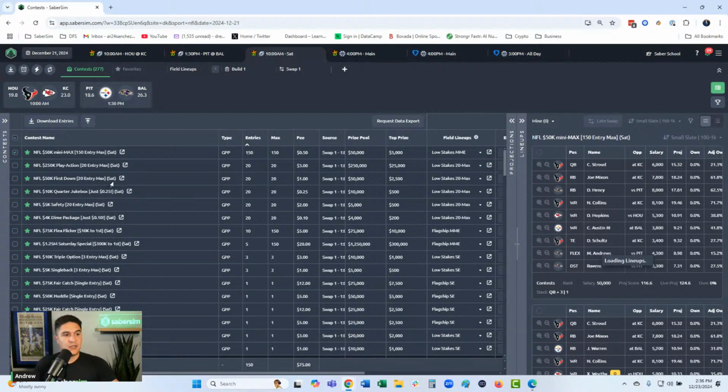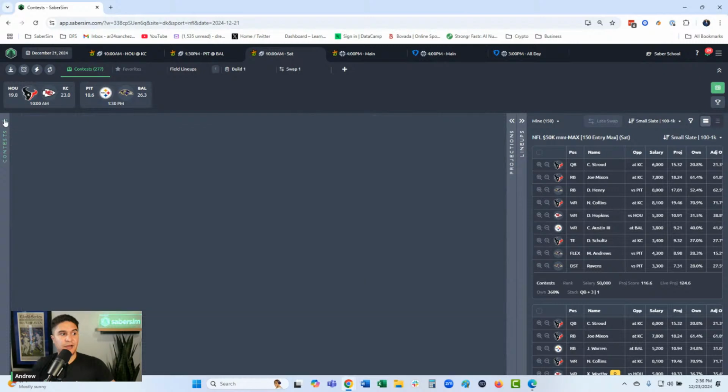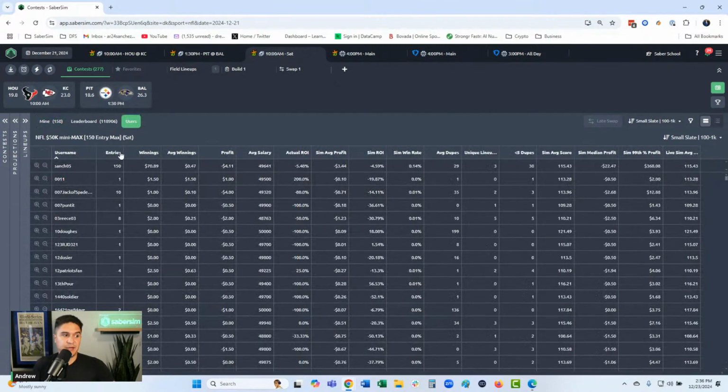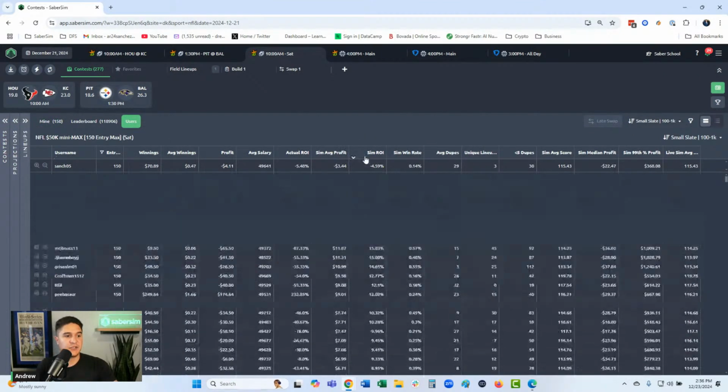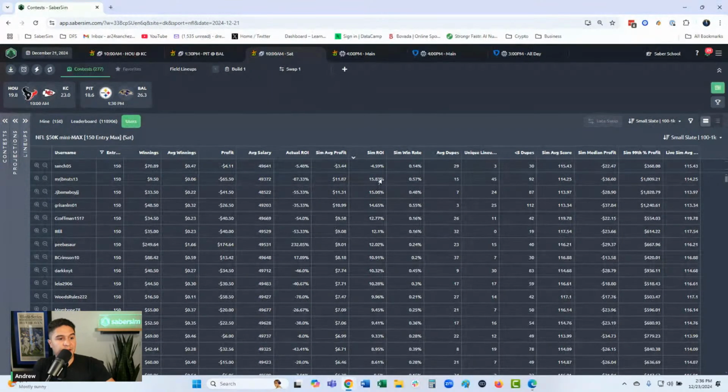So this is a good thing for me to come in here and review, because I'm noticing that my lineups are not grading out well and I need to do something about this, right? Okay, 150 entries, sim ROI, I'm negative. Why am I so negative? I have 29 average dupes. If I look at people with similar average dupes, they have way higher sim average scores, like 119 compared to 115, 117 compared to 115.